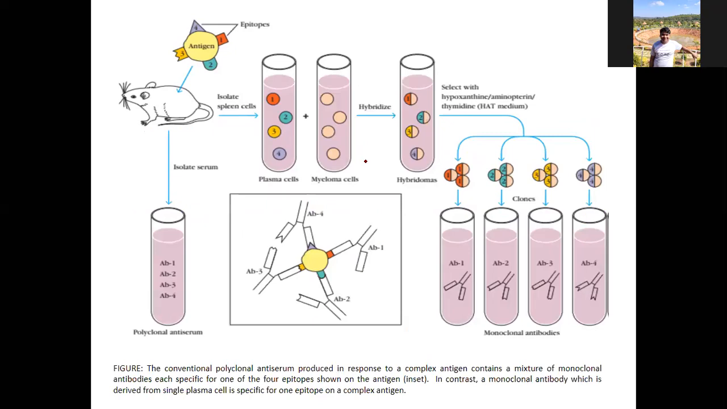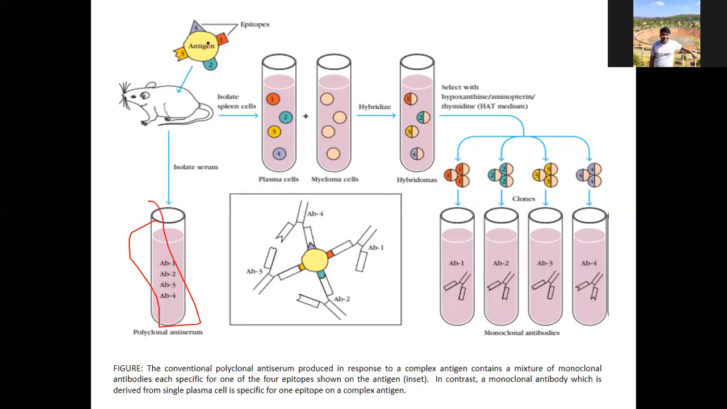Here, this is a flow diagram in which we could see an antigen, wherein you could see that there are four specific epitopes. This antigen is introduced into the mice, followed by different steps, in which they isolate the polyclonal response. The serum which is isolated after introduction of this antigen is called the polyclonal antiserum.